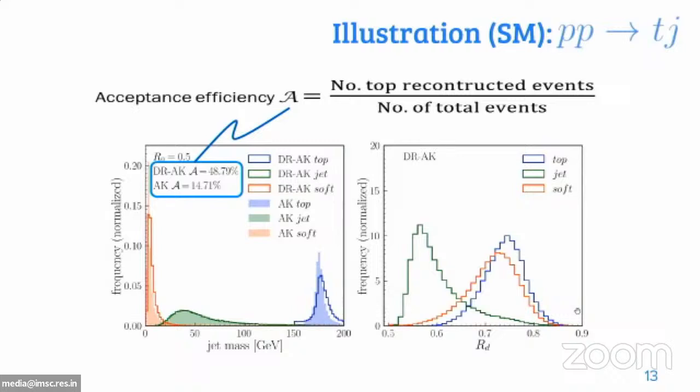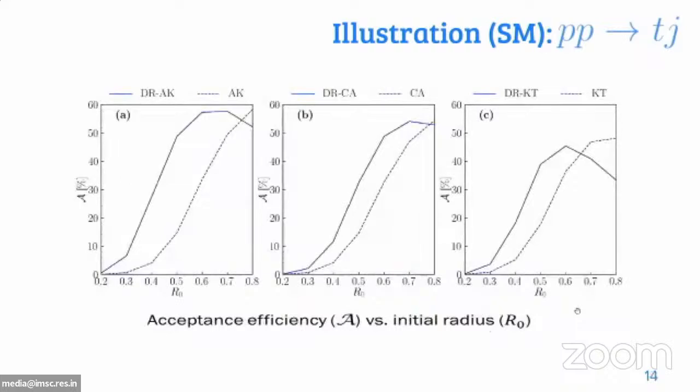And on the right side, what we plot is the final radius that we get with our dynamic radius algorithm. Here also we can see that starting from 0.5, the QCD jet, represented by the green curve, its final radius is not large enough. It can grow up to 0.6 or something, whereas for the top quark it could grow up to 0.75 or 0.8. So that's the achievement we get.